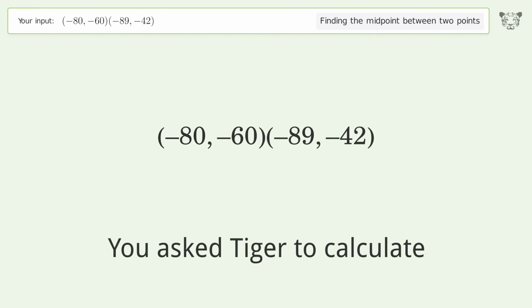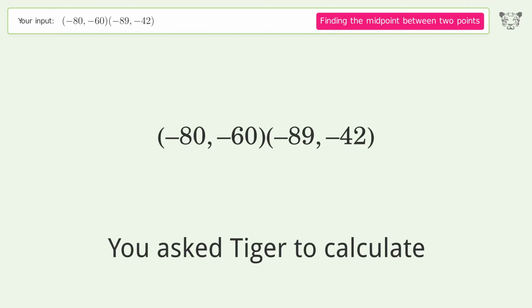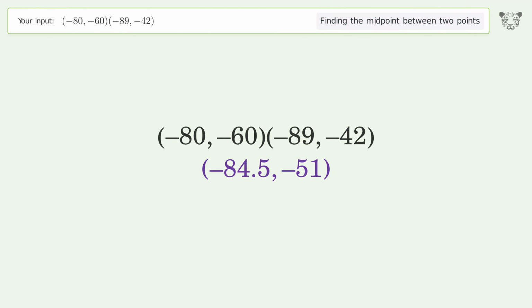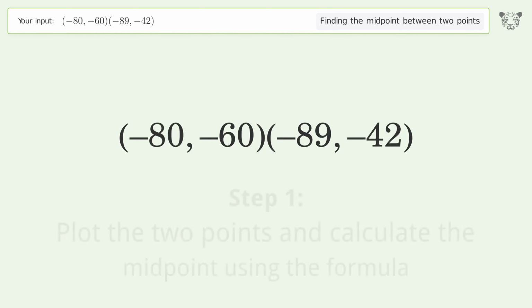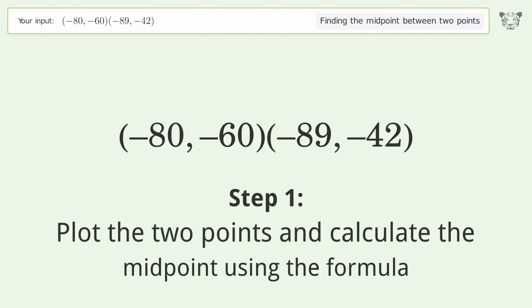You ask Tiger to calculate. This deals with finding the midpoint between 2 points. The midpoint between the 2 points is -84.5, -51. Let's solve it step by step. Plot the 2 points and calculate the midpoint using the formula.